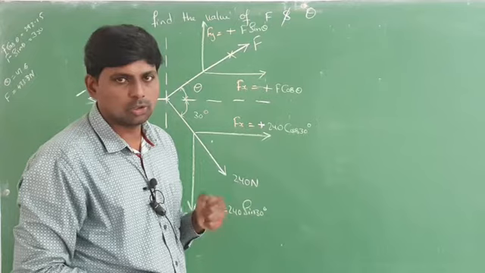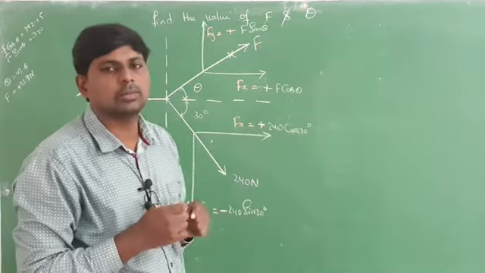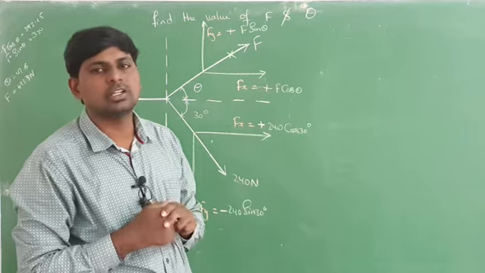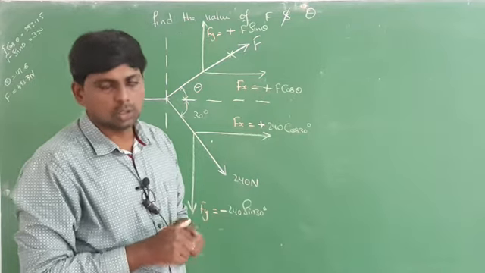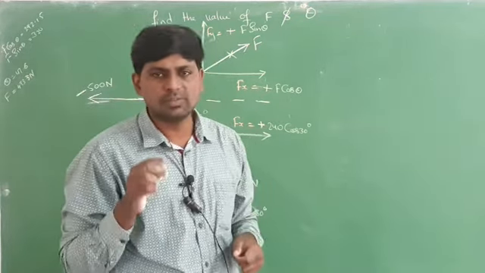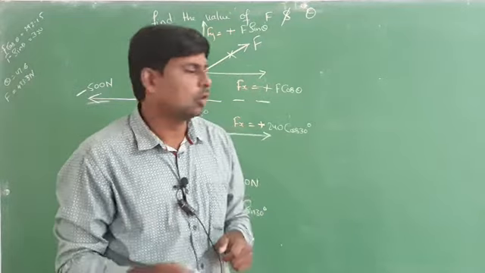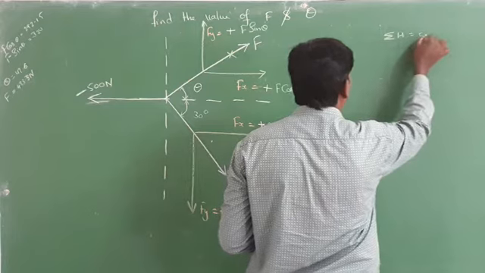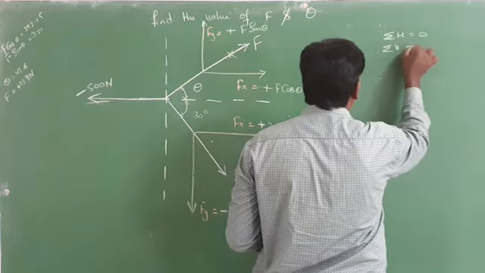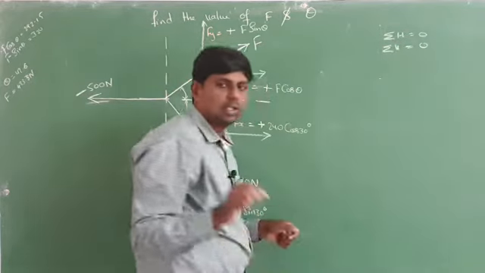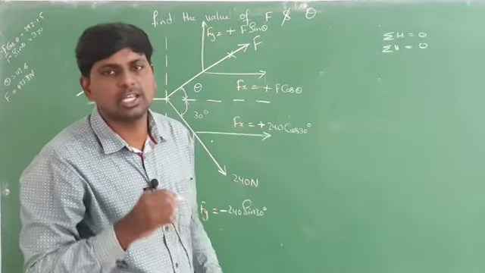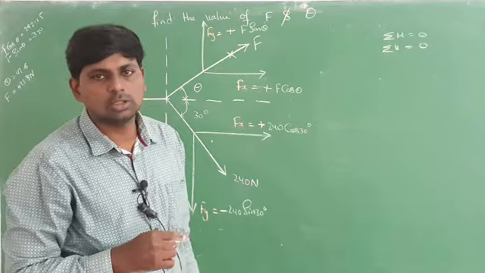After resolving this one, the next step is to find the sum of the horizontal components and the sum of the vertical components. Whenever a force and theta are mentioned in your question, you can consider the sum of horizontal as 0 and the sum of vertical also as 0. If any force and theta are missing, you can likewise consider the sum of horizontal as 0 and the sum of vertical as 0.